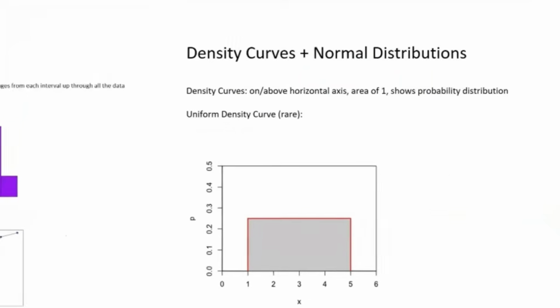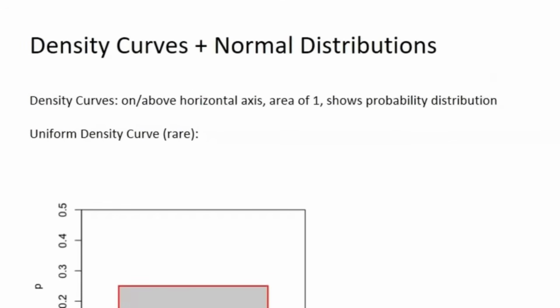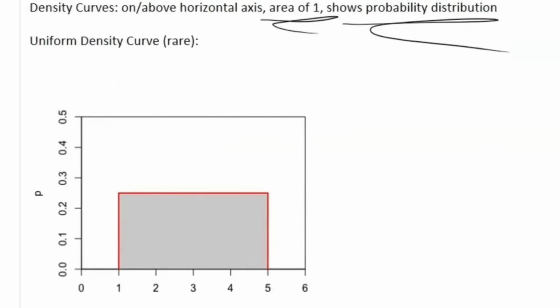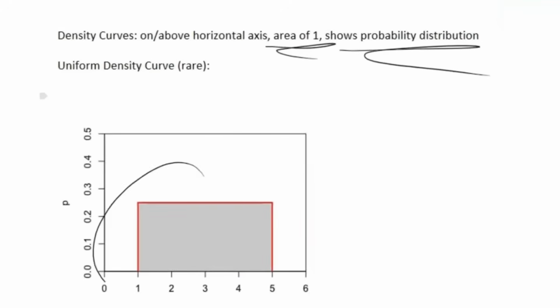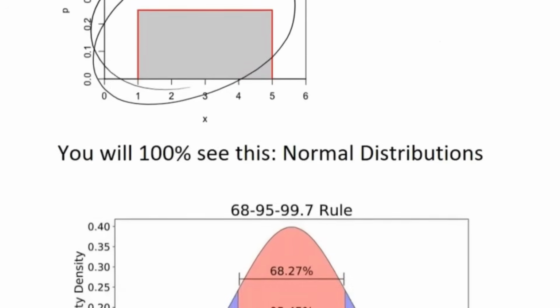All right, so now let's talk about density curves and normal distribution. So a density curve is on or above the horizontal axis, has an area of 1, and just shows probability distribution. Note that a normal distribution is a type of density curve, but when you talk about a uniform density curve, it's quite rare. You might see questions on this though, but you can see pretty clearly that it has a total area of 1.